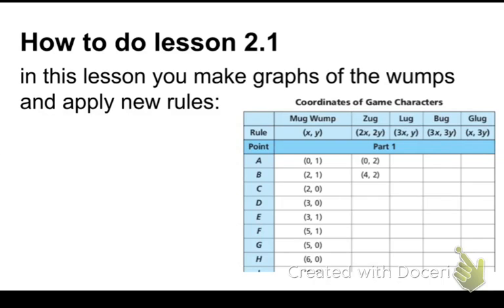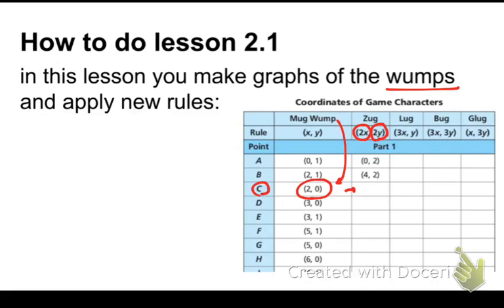In our classwork, you're going to make graphs of the WUMPs. Now, WUMPs are a computer character that they have programmed onto their computer, and they use the little XY points to graph them. So you're going to be doing a lot of XY graphing, but you're also going to be using the coordinate rules. For instance, for point C here, the original WUMP is (2, 0). But if I use Zug, I have to double the x and double the y.